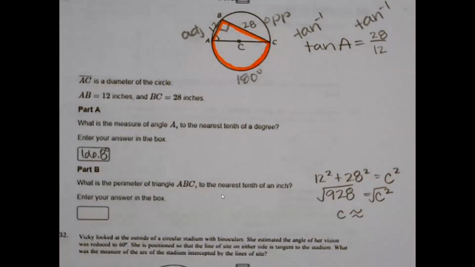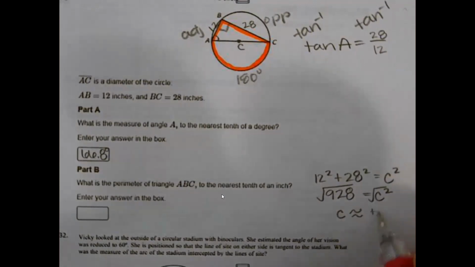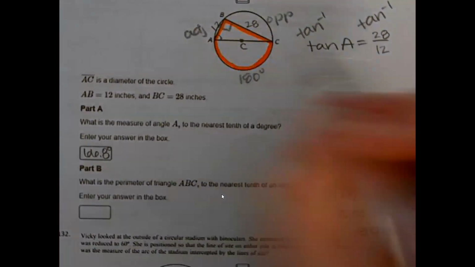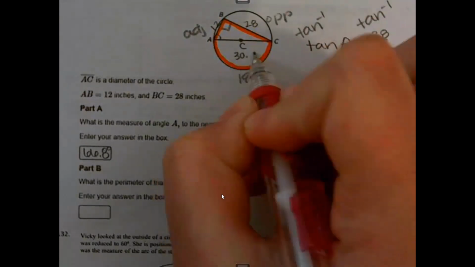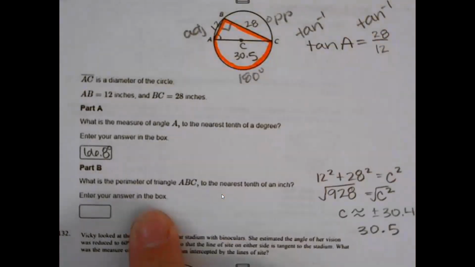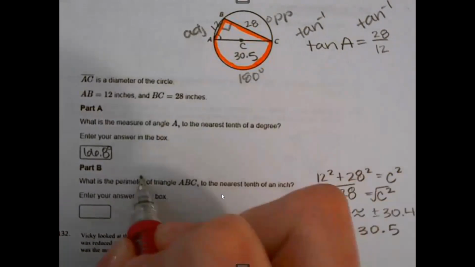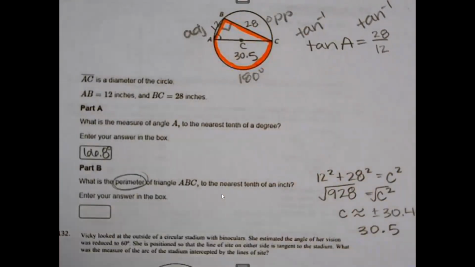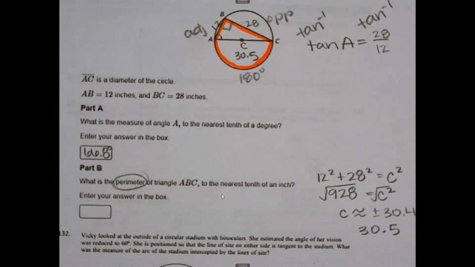30.463. 30.46 something or other, but it's just around the nearest 10. Okay, so 30.5. We're gonna do 30.5 for that side, and they want the perimeter. So perimeter, not just C. So we're gonna do 30.5 plus 12 plus 28.